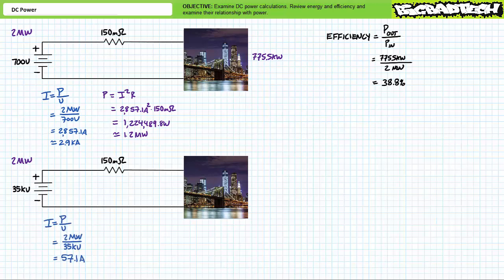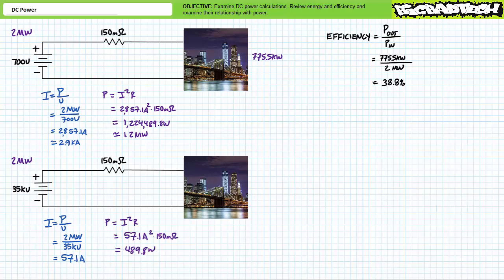Given current is equal to power over voltage, if all 2 megawatts of power were transmitted using 35 kilovolts, this would necessitate the transmission line carry 2 megawatts over 35 kV, or 57.1 amps of current, i.e. 50 times less than previously. By stepping up voltage, we can transmit the same amount of power using substantially less current. Let's examine losses in the transmission line.